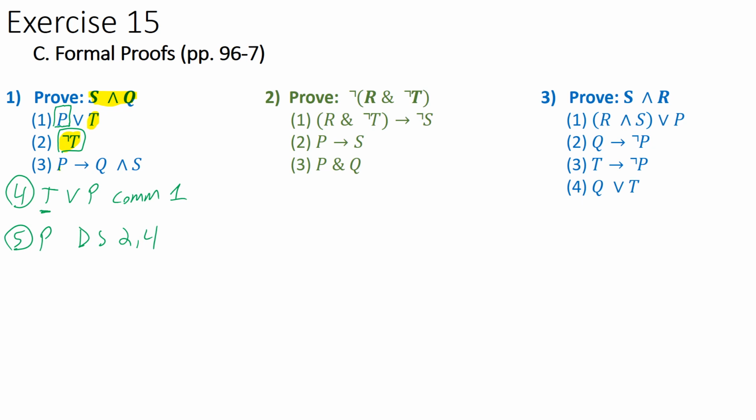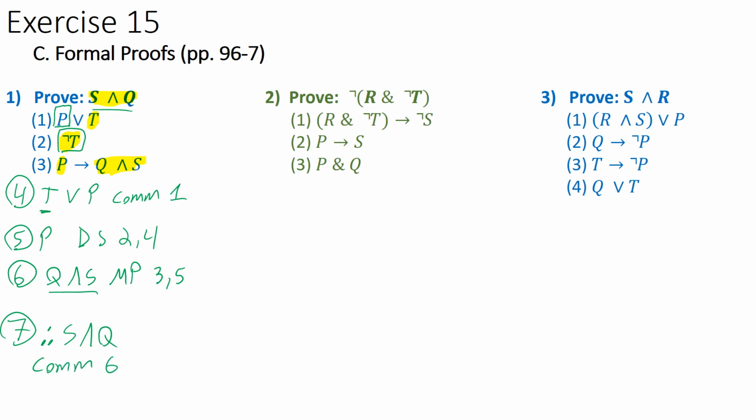Note that P appears in the antecedent of a conditional, so we could affirm that to affirm the consequent. For 6, Q and S by modus ponens, lines 3 and 5. We have Q and S, but we want S and Q. So to justify that, we have to say we're using the commutative rule. Therefore, it follows S and Q by the commutative rule, line 6.